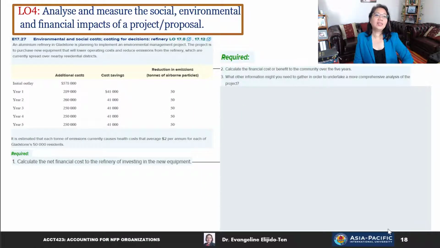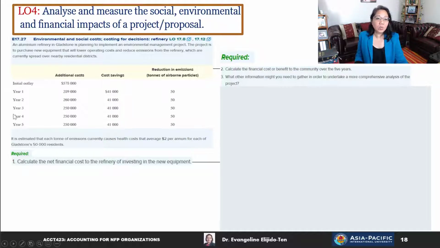Now we are in the last learning objective, and that is to analyze and measure the social, environmental, and financial impact of a project or proposal. So here we have an aluminum refinery that's planning to implement an environmental management project. The project is to purchase new equipment that will lower operating costs and reduce emissions from the refinery, which are currently spread over nearby residential districts.